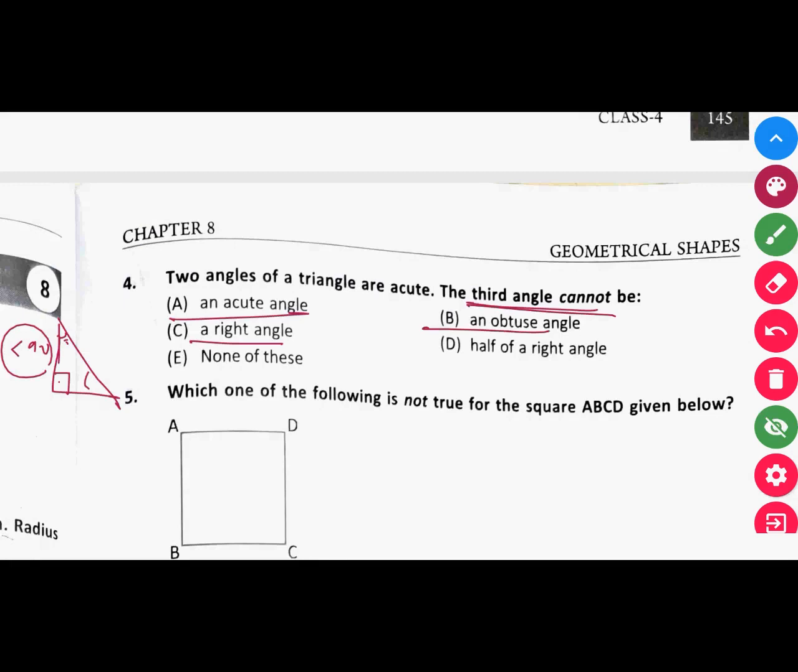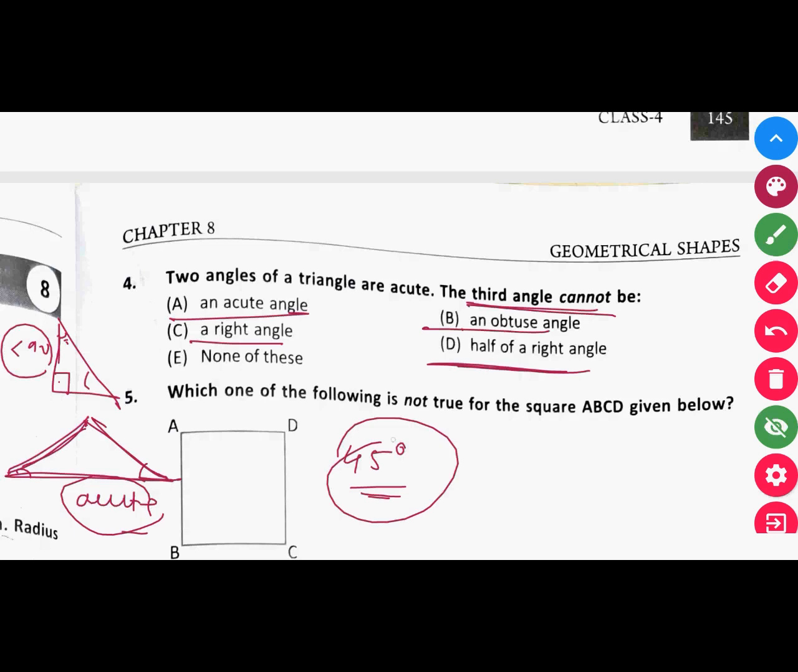Obtuse angle, yes, it can also be possible because this is an obtuse angle and it is a picture of an isosceles triangle. This is obtuse, these two are acute angles. So option B can also be present. Then half of the right angle, no, it is impossible. Half of the right angle is 45 degree. So this cannot be possible. So our answer is answer D.